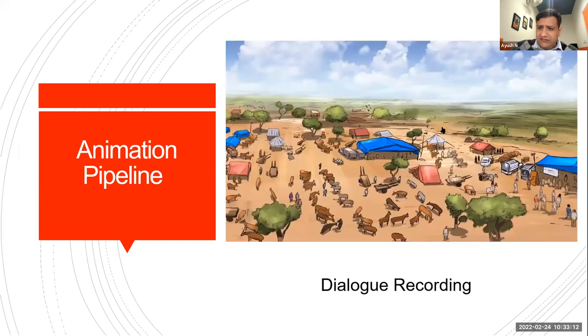Once we have that, then the dialogues are recorded. But before the dialogues are recorded, one starts the animation, and when the animation is started, sometimes it requires a rough scratch voiceover track. Scratch track means a track which is not final, which is not done by the professional artist. It's just a track so that the timing of the animation artist can be perfected. This is what it looks like. I'll just play it briefly.